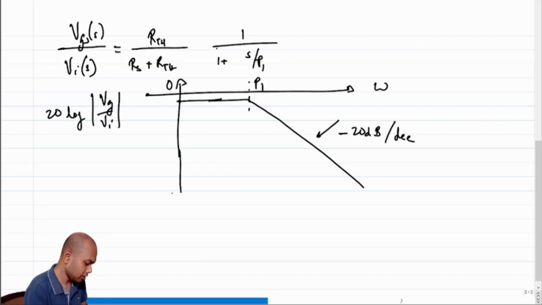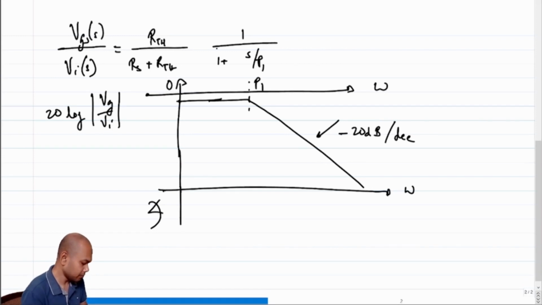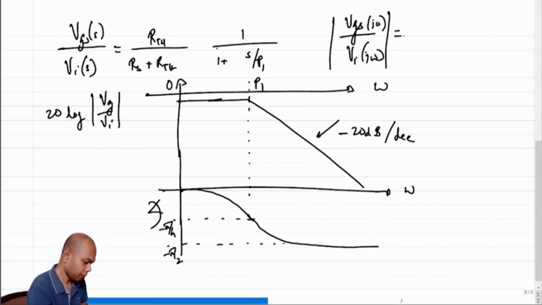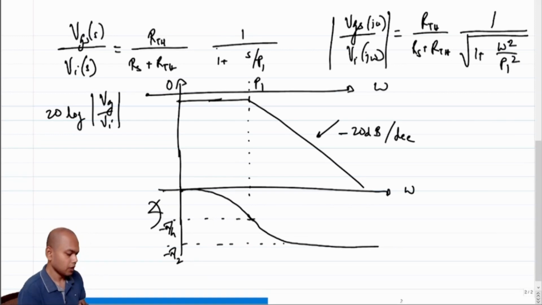And what will be the phase plot? The phase plot will also be something similar. It will start from 0, at pole P1 it will hit minus pi by 4, and at infinite frequency it will saturate at minus pi by 2, right? Okay, and the exact expression for the frequency characteristics is the following.